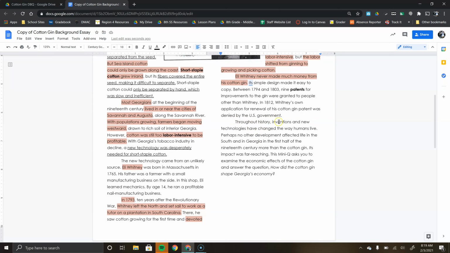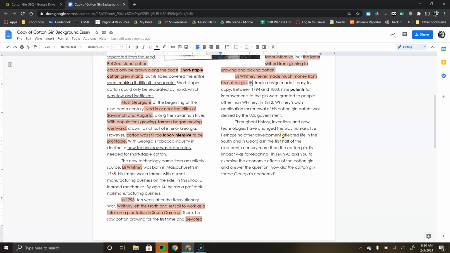Throughout history, inventions and new technologies have changed the way humans live. Perhaps no other development affected life in the South and in Georgia in the first half of the 19th century more than the cotton gin. Its impact was far-reaching. This mini Q asks you to examine the economic effects of the cotton gin and answer the question, how did the cotton gin shape Georgia's economy?